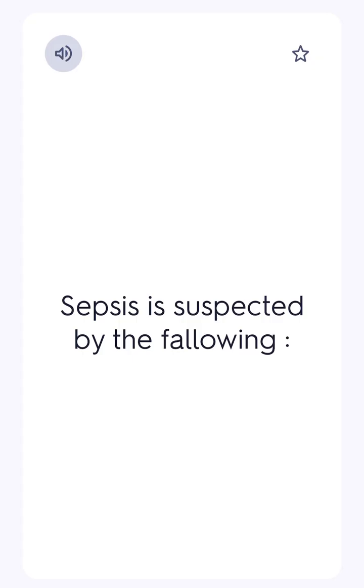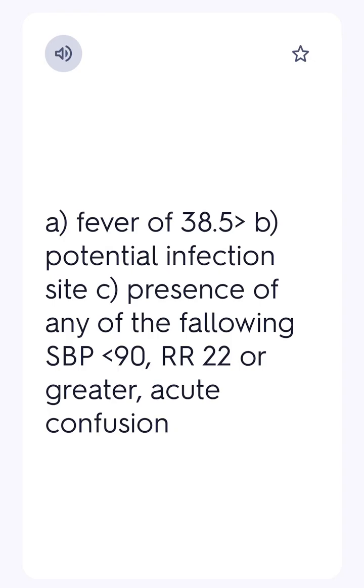Sepsis is suspected by the following: a fever of 38.5 or greater, a potential infection site, and presence of any of the following: SBP less than 90, RR 22 or greater, acute confusion.